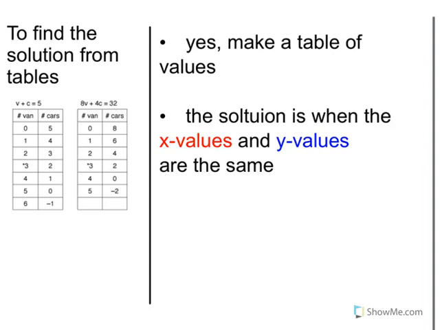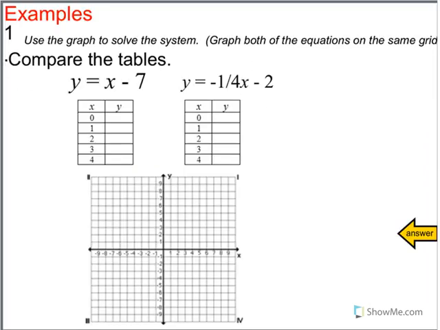From a table, if you're making a table of values, you're going to look for the point that occurs in both tables. So you're going to look for where the x and the y values are the same in your two tables. In this table, off to the side, we see that the point (3, 2) is the point that occurs in both of our tables. So this would be the solution here.